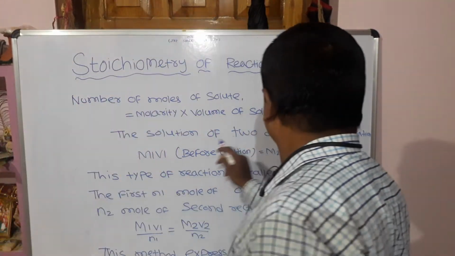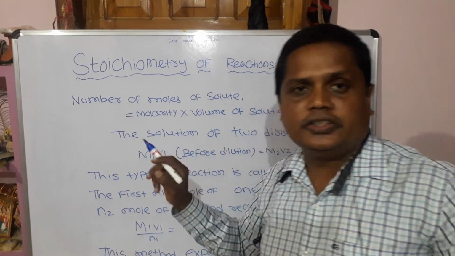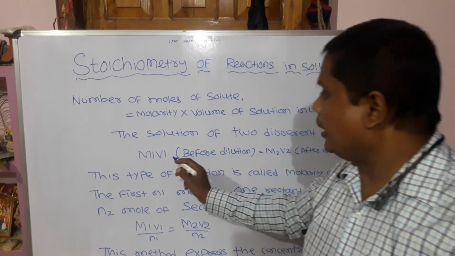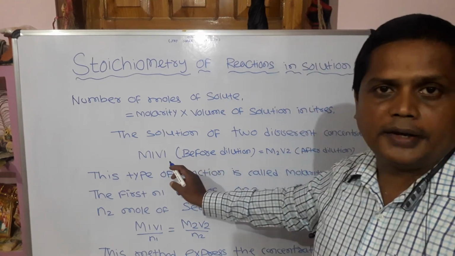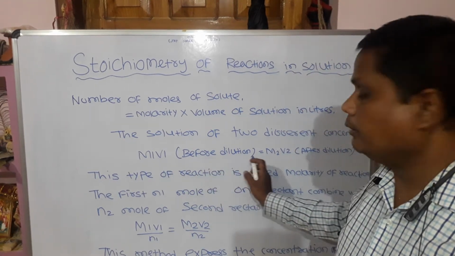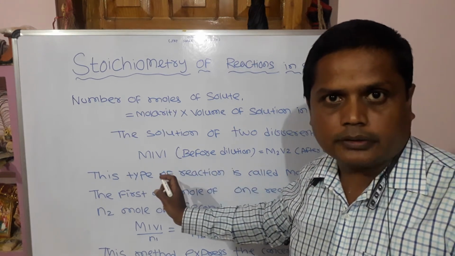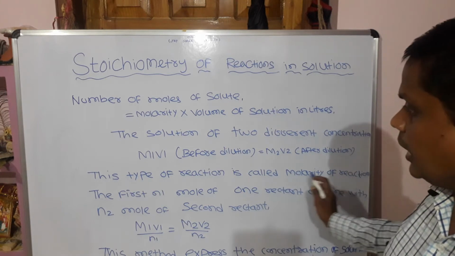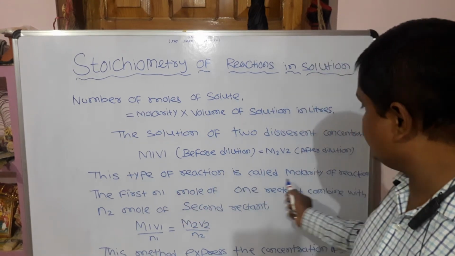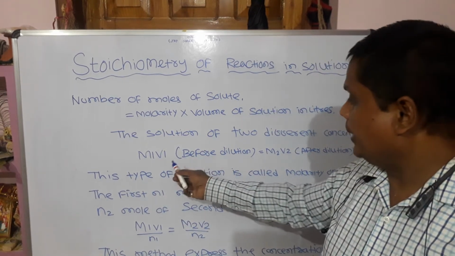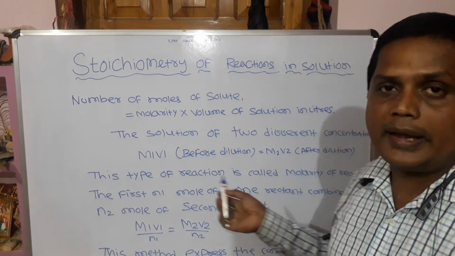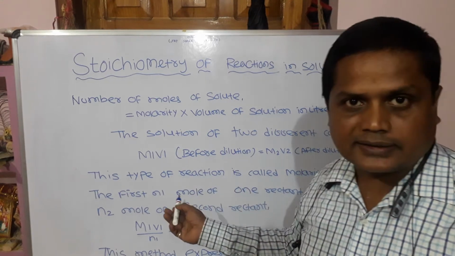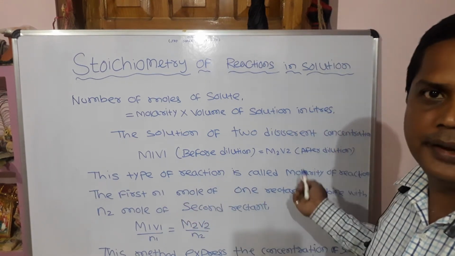For solutions of two different concentrations, M1 V1 before dilution equals M2 V2 after dilution. This type of relation is called the molarity equation.